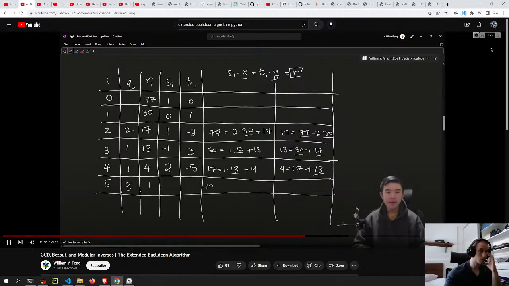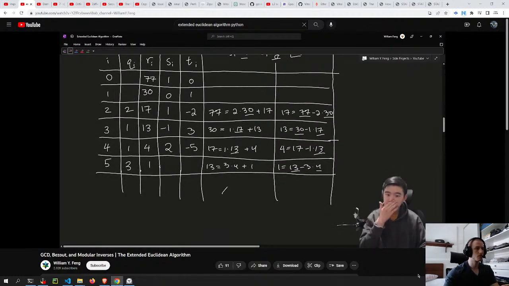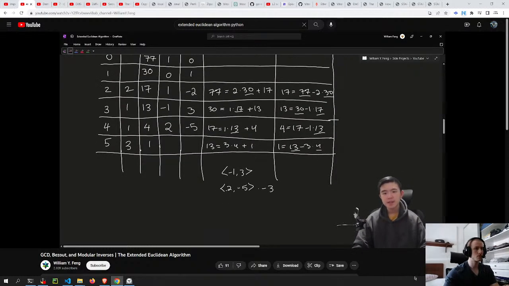Let's write out that equation again. 13 is equal to 3 times 4 plus 1, so 1 is equal to 13 minus 3 times 4. Great. So again, we have our (-1, 3) vector and the (2, -5), with a coefficient of -3 attached. Adding these two together gives, I think, (-7, 18).